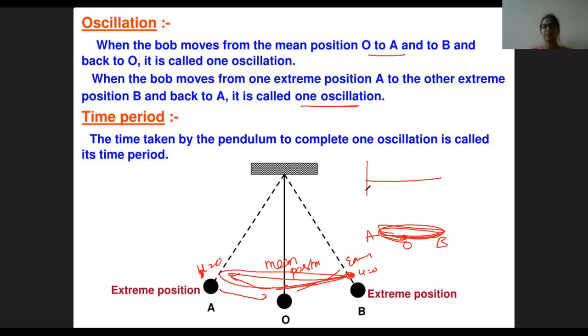Or else you can draw it in a graph. Let's take this as the mean position and this as the extreme position. It will go to the extreme position, again come back, then go to the extreme position in the opposite direction, and again come back. This is what we call one complete cycle or one complete oscillation. Clear, children? The total time taken to complete one cycle is what we call one oscillation.